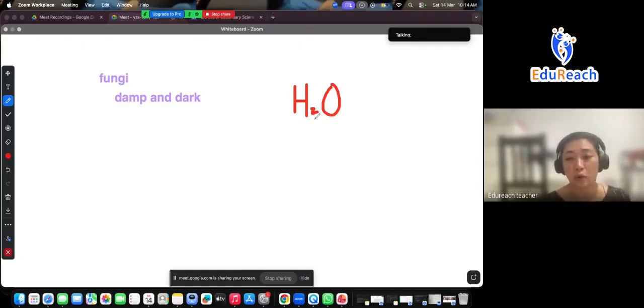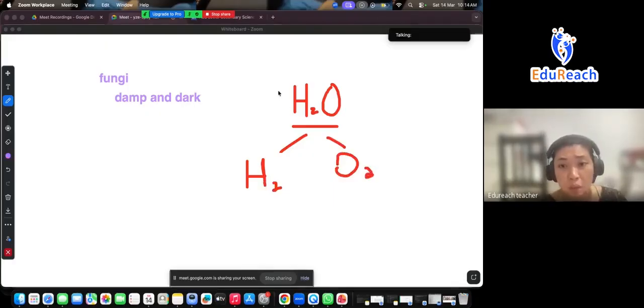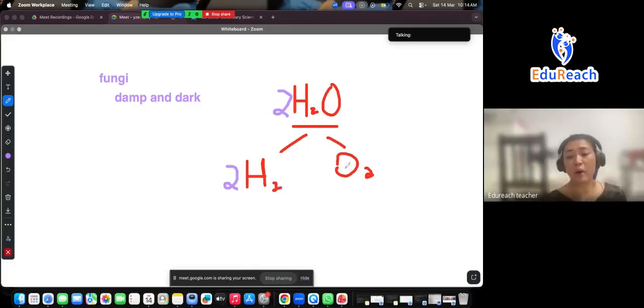So we know that electrolysis is when we use electricity to break down substances. So this water H2O will be broken down into hydrogen, which is H2, and oxygen, which is O2. Now, if you are concerned about the number of atoms, this is how it works. We put a 2 over here, and then we will have 2 molecules of H2, and 1 molecule of O2. Can you please write this down somewhere so that you know how it works? In terms of chemical equation, please also write this down.